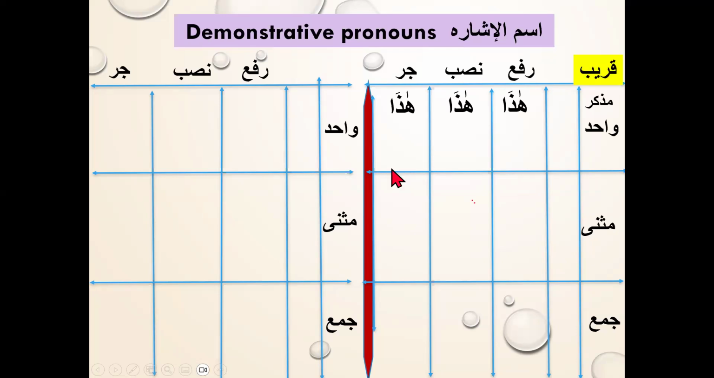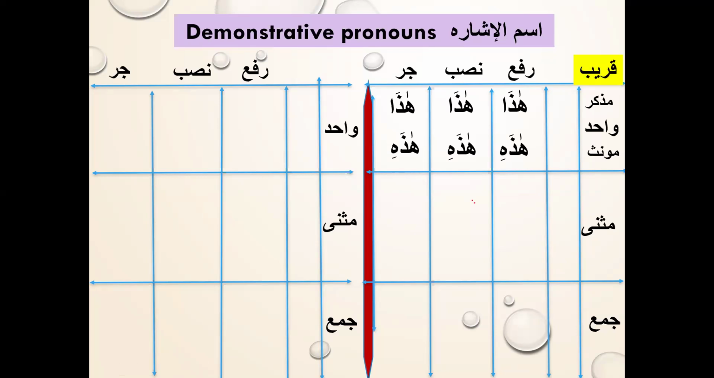It doesn't change its status. And for the feminine, muannath, the word is hadhihi. As I already told you in the last slide, in the Arabic language we have separate words for the masculine and for the feminine. In English, it's not so.